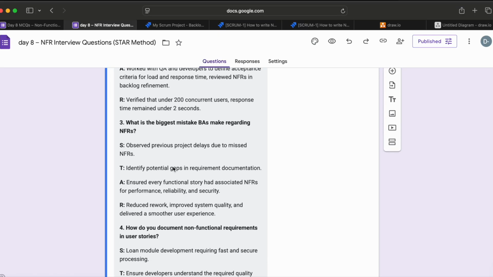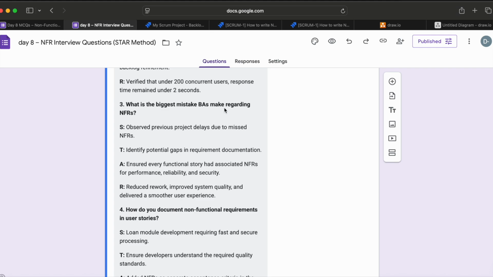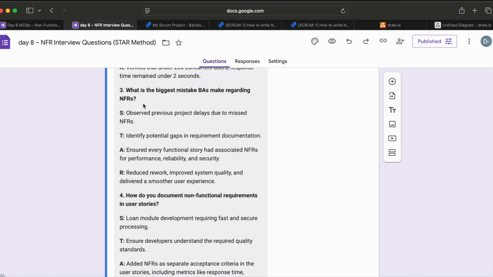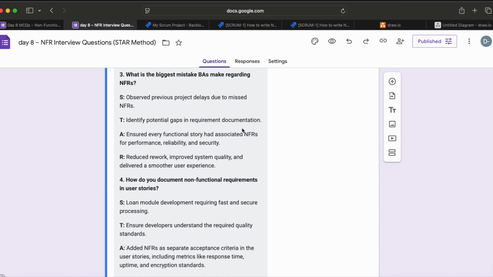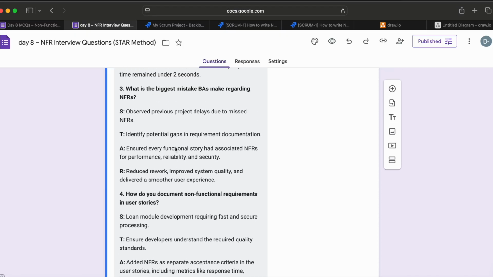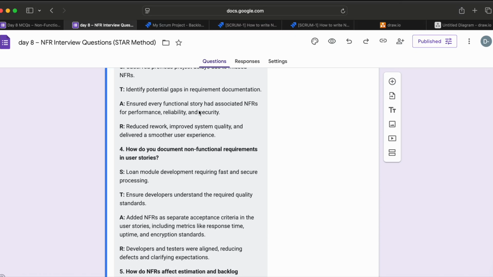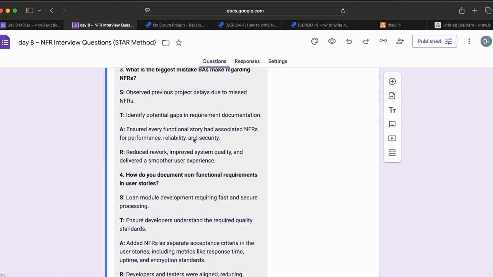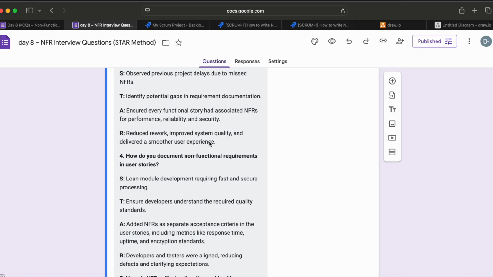So what is the biggest mistake BAs make regarding non-functional requirements? Observed previous project delays due to non-functional requirements. Identify potential gaps in requirement documentation. So this is a kind of negative question, so you have to answer carefully, okay? Ensured every functional story had associated non-functional requirements for performance, reliability, and security. So they just want to know, are you aware of non-functional requirements? Reduced rework, improved system quality, and delivered a smoother user experience.